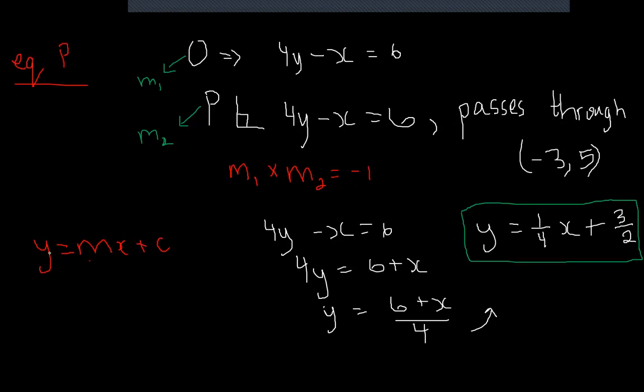All right. So now, because we have it in this form, we could identify M1, which is the gradient of O. Can anybody tell me what M1 is? A quarter. Good job.